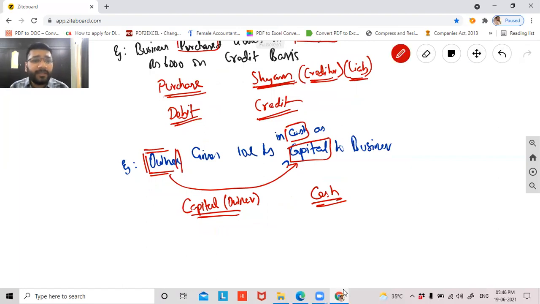Why is cash affected, guys? When the owner gives money in the business, can I say cash will increase? Cash is coming inside the business, yes or no? Yes, sir. So I need to remember to record cash. If I don't record cash, then how will I know that 10 lakh rupees received is with me or not? So I need to record cash.